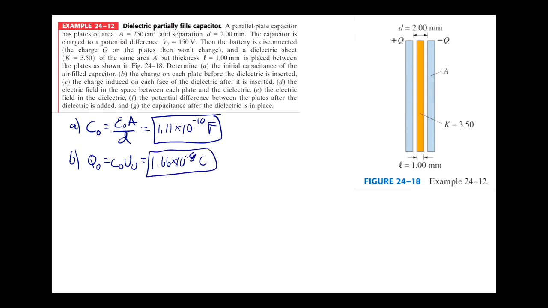Part C asks for the charge induced, okay, something a little different here, on the face of the dielectric after it's inserted. The charge induced. We derived an equation for that. So Q induced is equal to Q naught times 1 minus 1 over K. And we have all of those values.